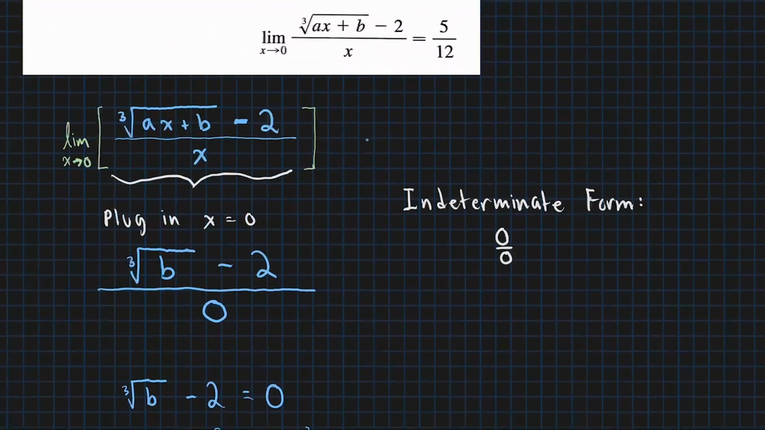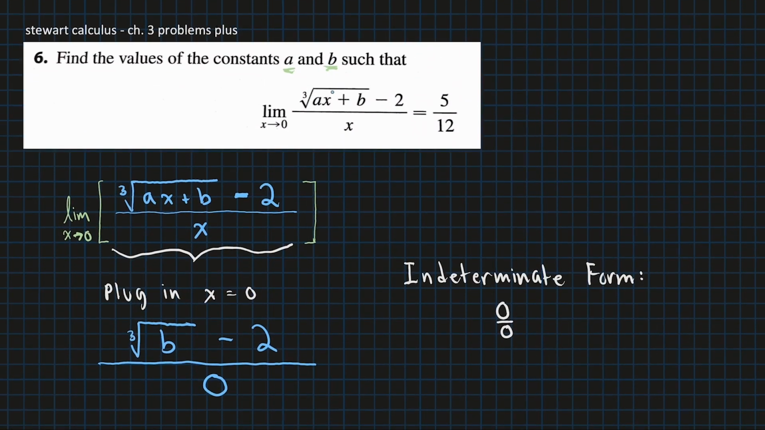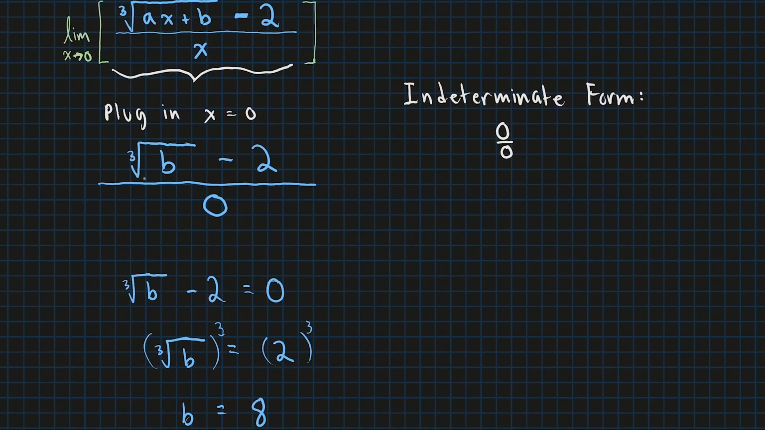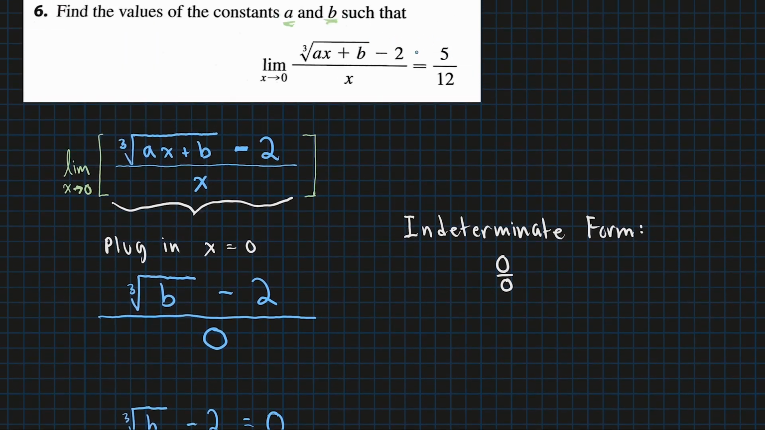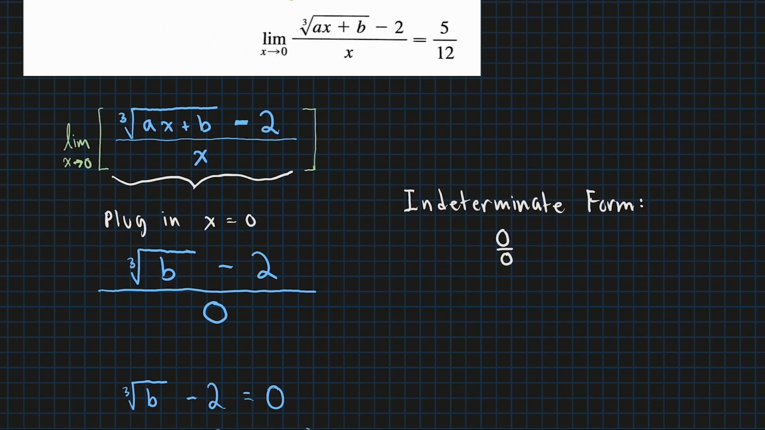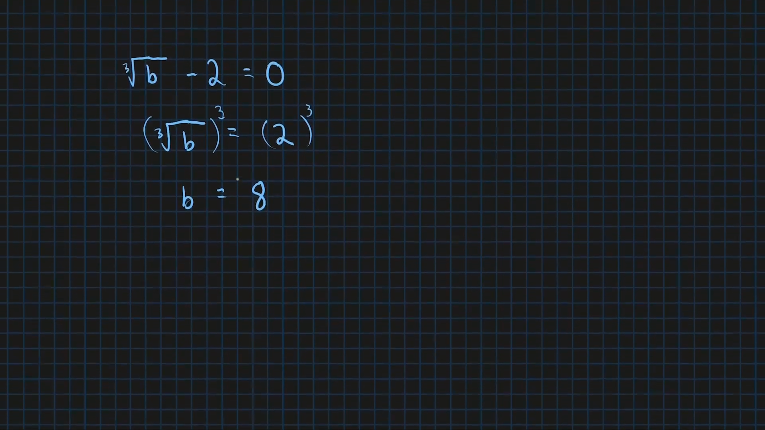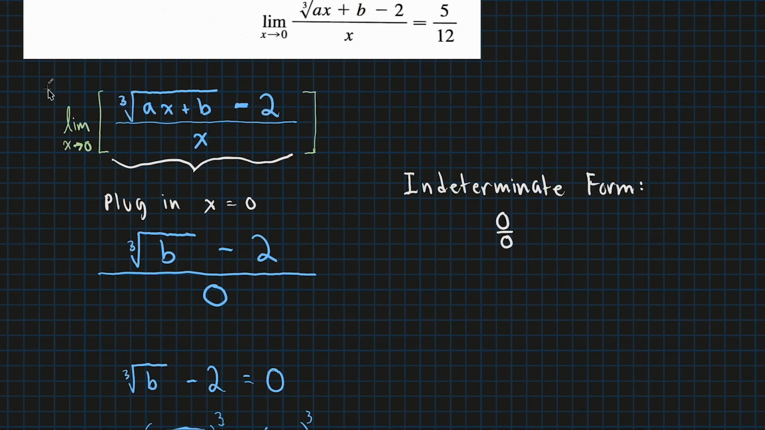Alright, now, we already have one of our constants. We know that b is equal to 8, and it has to be equal to 8 because our numerator here must be 0, because our denominator is 0 and this limit is finite. Alright, now we have to tackle finding this a. So let's start by bringing down our limit expression.